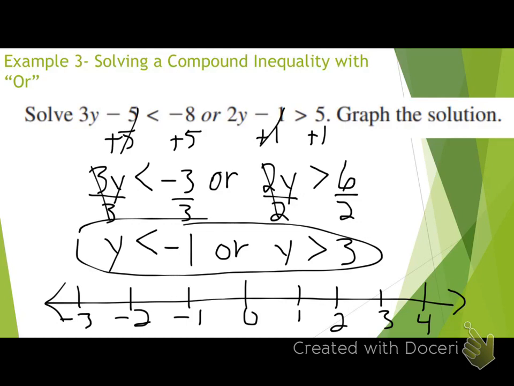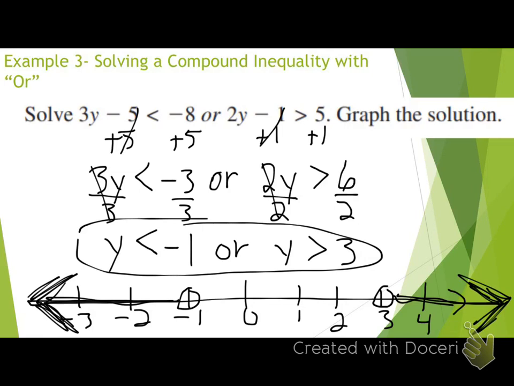Open or closed circle on -1? Open or closed circle on 3? Open. It's or, so I want the union of the two graphs. I want the two graphs on the same graph. So y is less than -1. Would that be to the left or right of -1? Left. Y is greater than 3. Left or right of 3? Right. There's my graph.